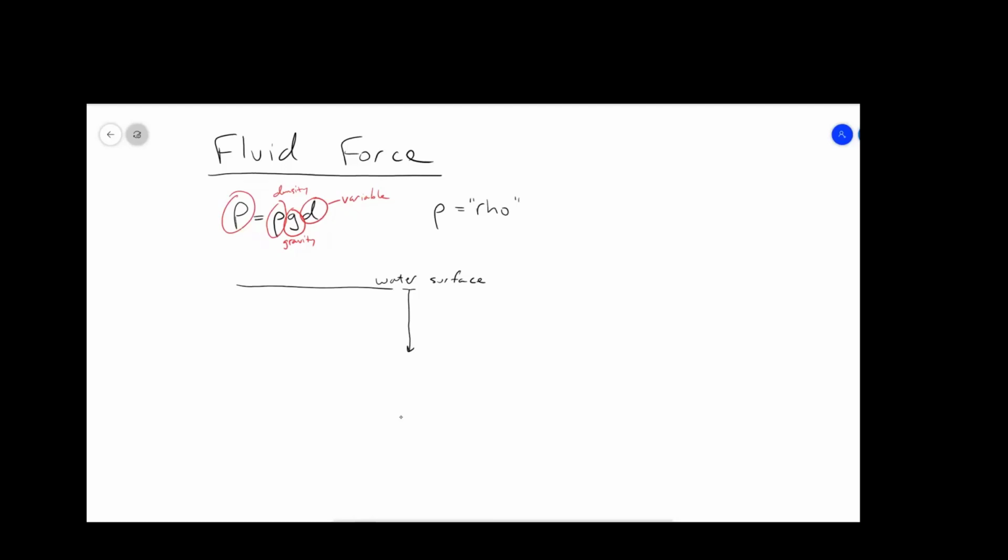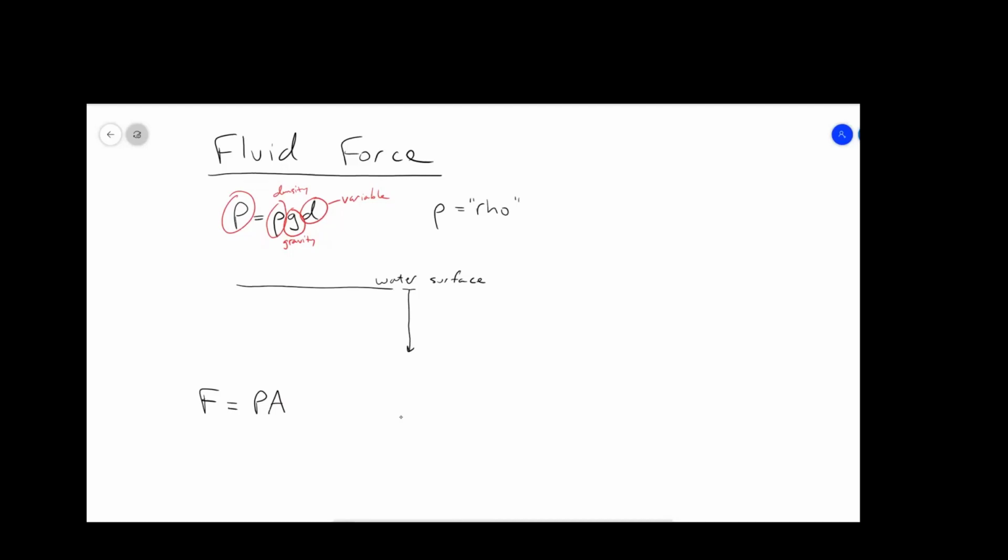Now pressure itself can also exert a force on an object if there's a surface area to push on. So what's the definition of fluid force? As you can see right there, it's pressure times area. Now that we know what pressure is, how do we figure out the force being exerted on a surface? If you know the pressure and the area of the surface, you can figure out the force.